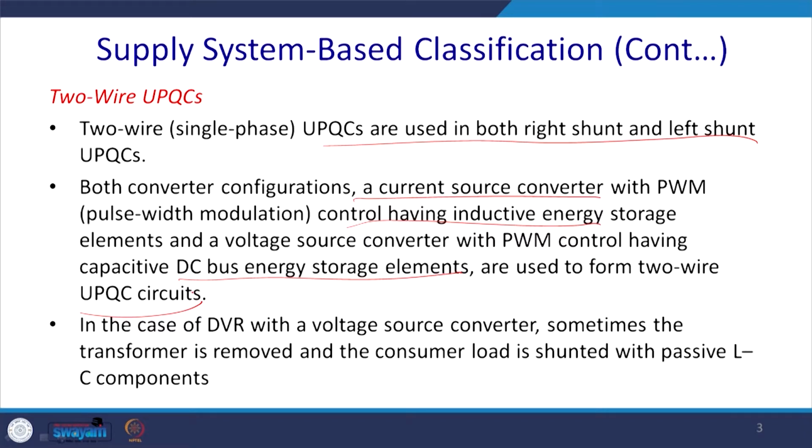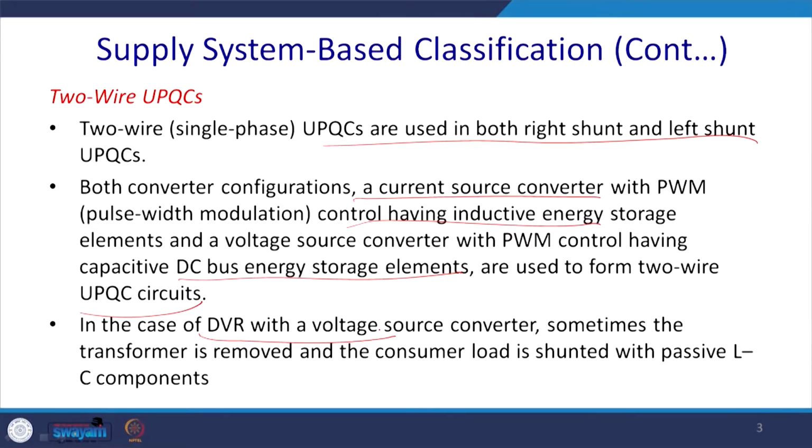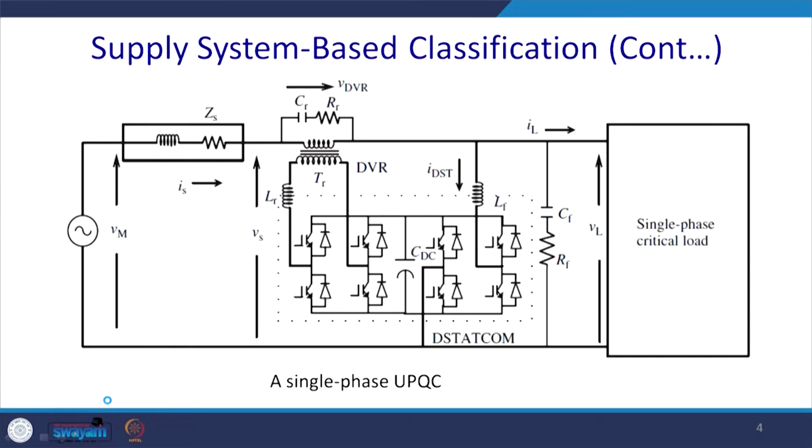Generally the shunt element is an inductor, and you get a series injection that generally sinks a little power from the shunt path, and you send this power from the DC link voltage, thus it is generally capacitive. In case of the DVR with the voltage source converter, sometimes the transformer is removed because it may be of very small rating, with the consumer load shunted with the L and C component. That is also a configuration.